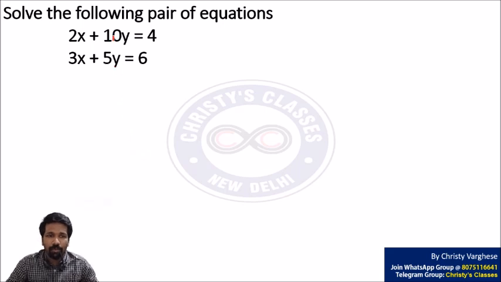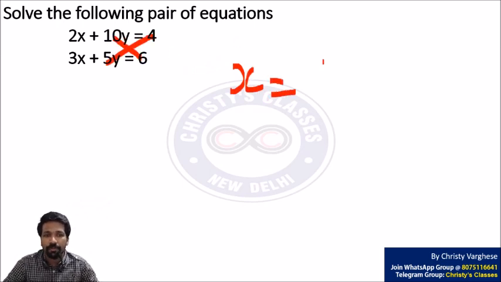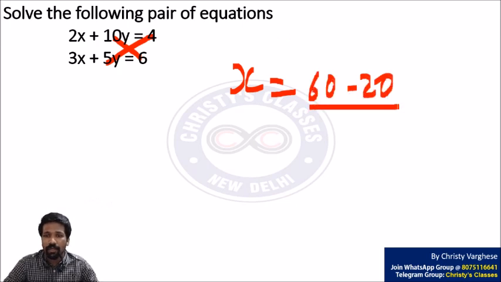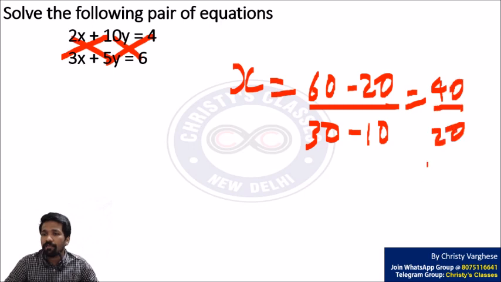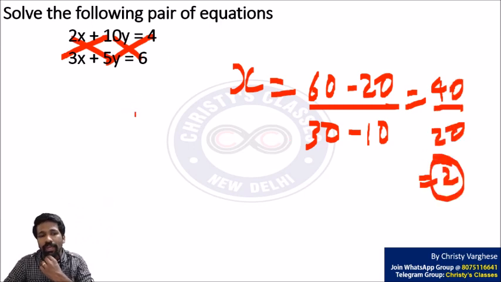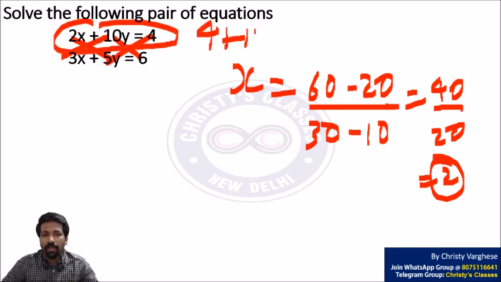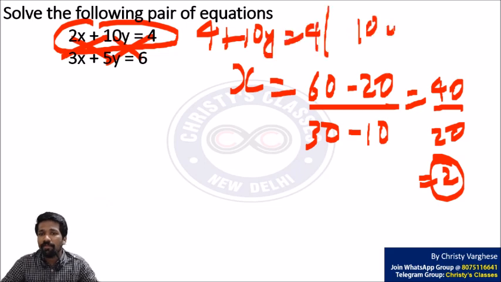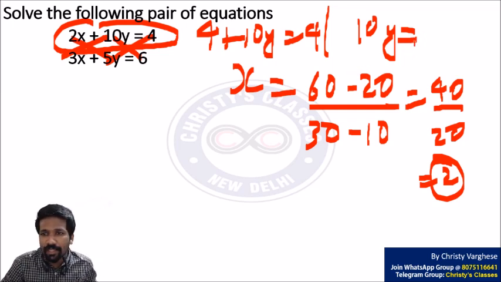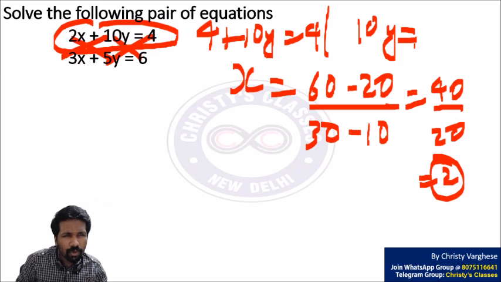Just one more practice for you with that method. For example, this question. If you want to find the value of x, you have to do what? 10 into 6, 4 into 5, subtract it. 60 minus 20 divided by 10 into 3, 30, 2 into 5, 10, 30 minus 10. So that is 40 by 20. 40 by 20 is 2. So x is equal to 2 you will get. Substitute that 2 into any of the equations and find the value. 4 plus 10y is equal to 4 implies 10y is equal to, by substituting you will get the value of y. I think you will get the value as 0, just check it.